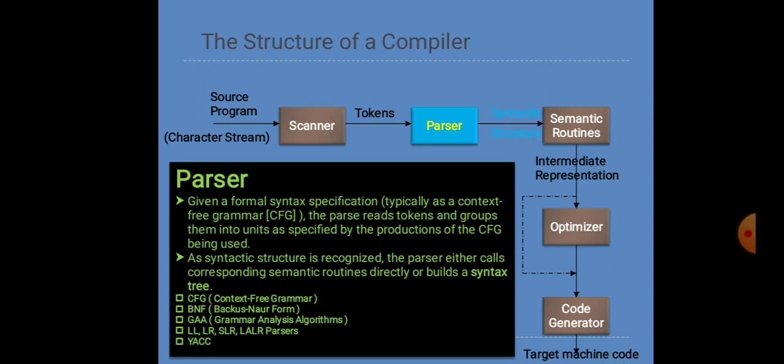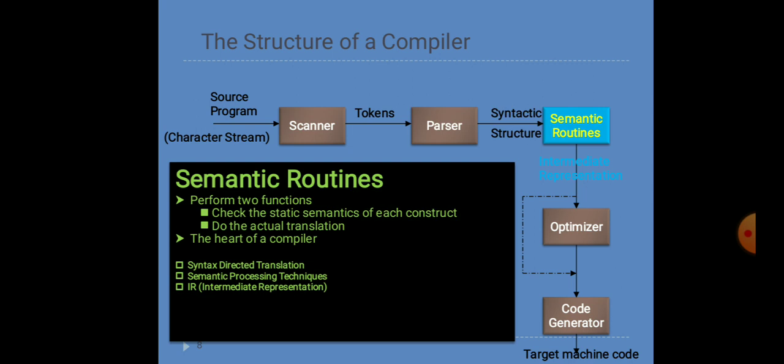In the second stage, the parser. The output given by the scanner is given as input to the parser. Given a formal syntax specification, the parser reads tokens and groups them into units as specified by the productions of the CFG being used. As syntactic structure is recognized, the parser either calls corresponding semantic routines directly or builds a syntax tree.